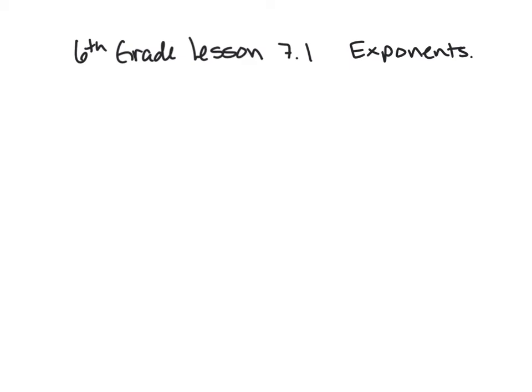Sixth grade lesson 7.1 is teaching us about exponents. So let's go ahead and have a look at exponents. We are familiar with the fact that multiplication, like 3 times 4, is a shortcut for repeated addition, right? We know that's 3 added to itself 4 times over. We've memorized what those are to make it quick and easy, but that's what multiplication is. It's a shortcut for repeated addition.